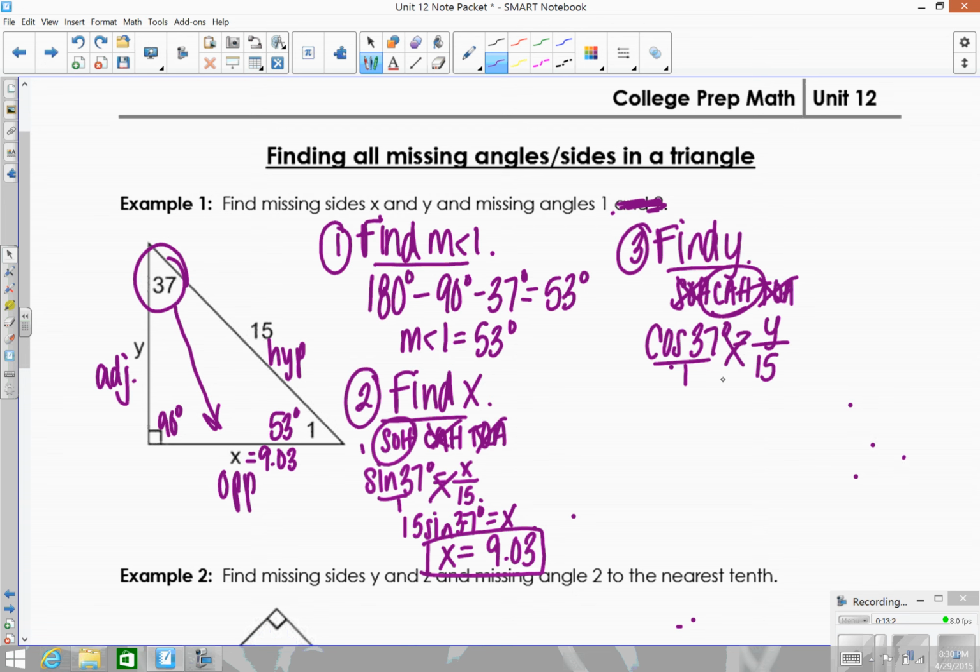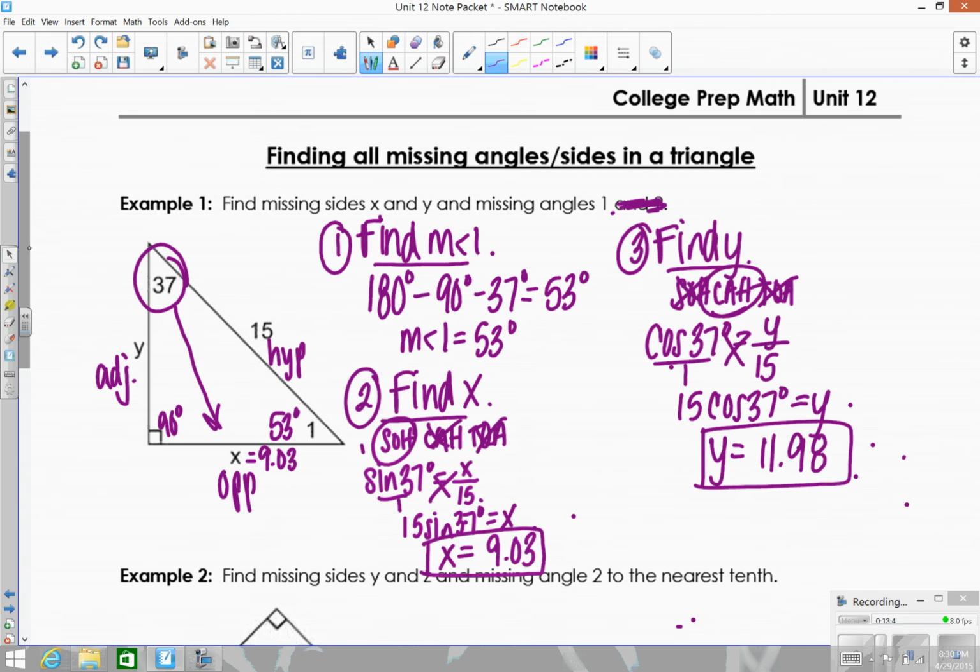So now I can cross multiply. So 15 times cosine of 37 equals y. And then we would just put that into our calculator. Again, I'm going to round to 2 decimals. So 11.98 is what we get for that. So that would be it for that.